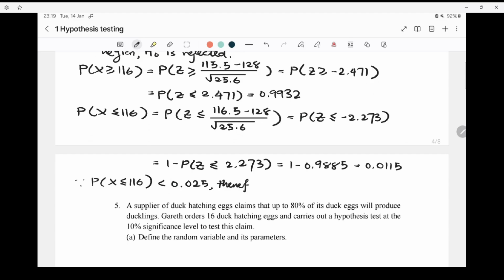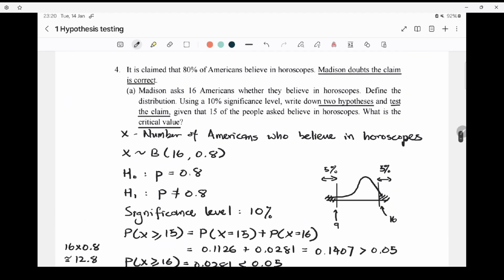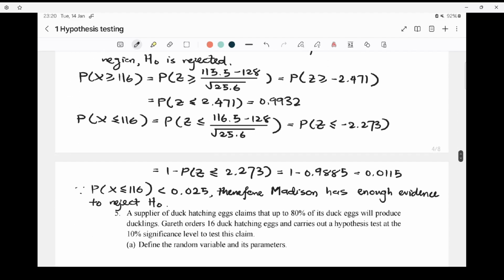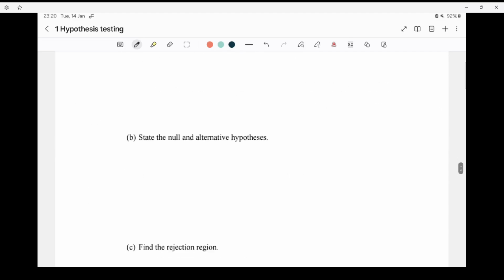Therefore, Medicine has enough evidence to reject the claim. So write down what is H naught. H naught is saying that 80% of Americans believe in horoscopes. So write that particular sentence down. Over here, I just want to save space, so I didn't write it down. So that is a two-tailed test.